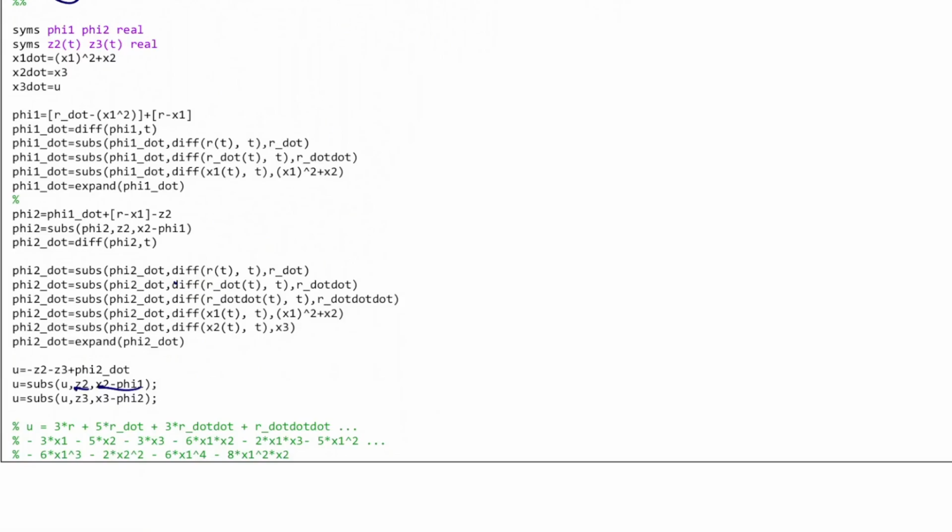Okay, and also we can do the same thing for z3. We know what z2 and z3 are in terms of the state variables. So this is the final result, the control that we need to employ. Okay, so let's go down.